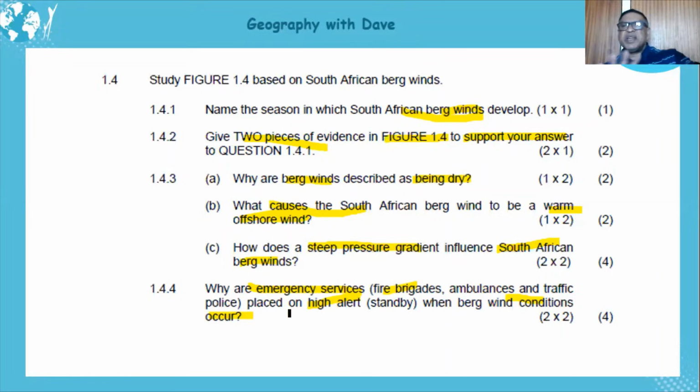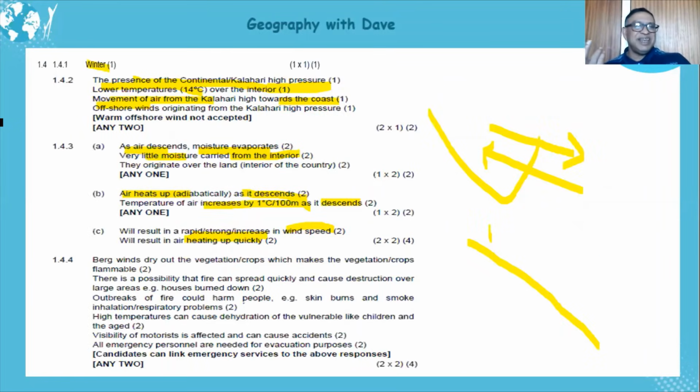But you don't have to really worry about all the traffic officers. The examiners have made it interesting. It brought it to real life situations. So look at the answers here, learners. Berg winds dry out vegetation, all right, which makes it flammable, which can burn. There is a possibility that a fire can spread quickly, causing destruction over large areas. So houses can get burned down, isn't it? Don't you need the fire department to come in, all right, to save, fire brigades, etc., or emergency services like ambulance if somebody is injured, isn't it?